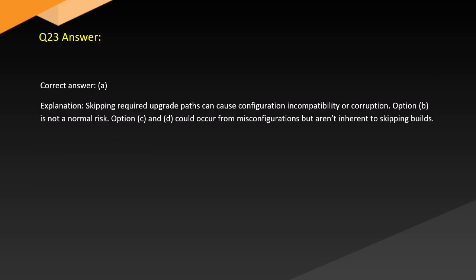Answer. Correct answer: A. Explanation: Skipping required upgrade paths can cause configuration incompatibility or corruption. Option B is not a normal risk. Options C and D could occur from misconfigurations but aren't inherent to skipping builds.